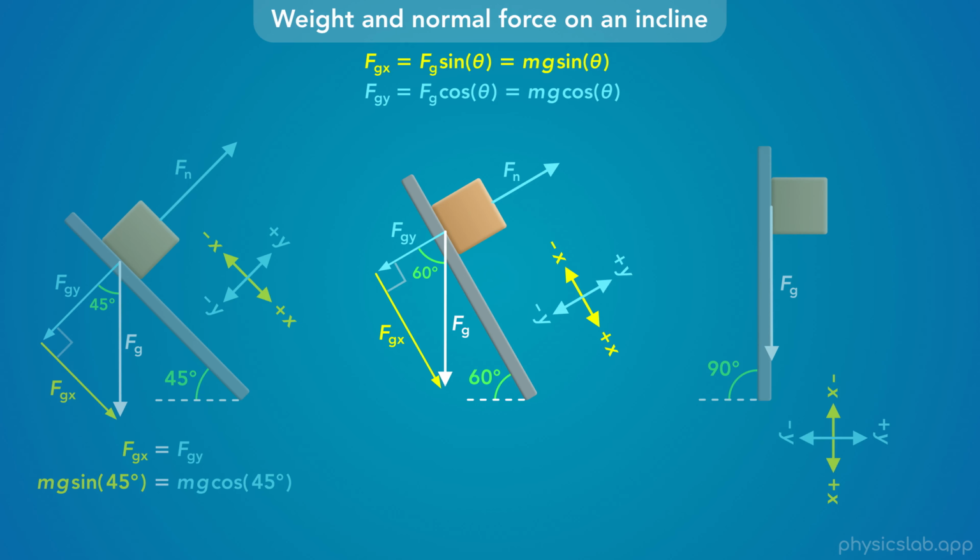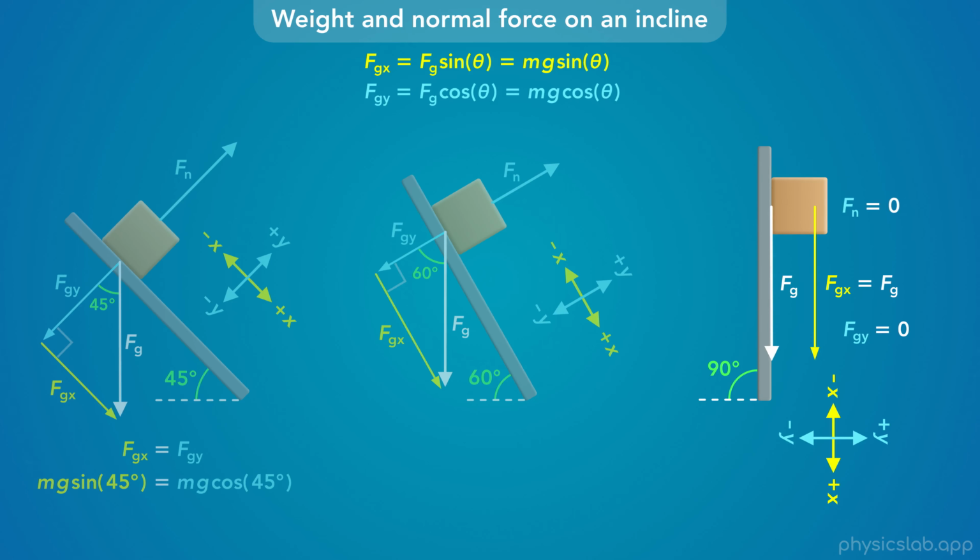If we rotate the incline to 60 degrees, the weight force is even more aligned to the incline and the x-axis. Fgx gets bigger, and the block would accelerate down the incline even faster. And Fgy and the normal force get smaller. Finally, if we rotated the incline to 90 degrees, so the surface was vertical, then the entire weight force would be in the x direction, parallel to the incline. So Fgx is equal to Fg. And there's no component of the weight force acting perpendicular to the incline, so Fgy would be 0.